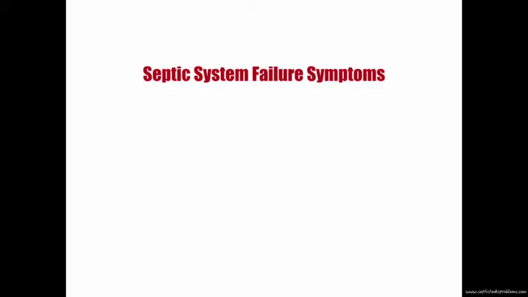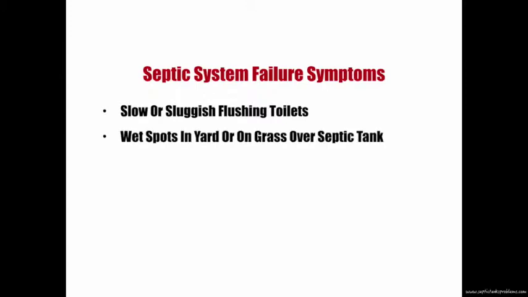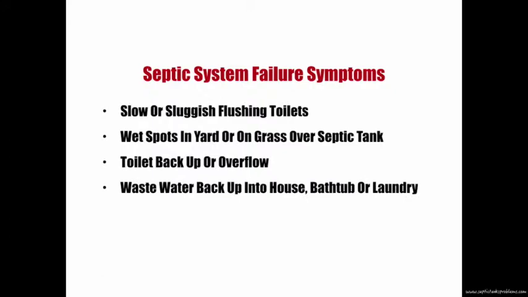So, what are some of the symptoms associated with septic system failure? Well, there could be slow or sluggish flushing toilets, wet spots in the yard or on the grass over the septic tank. Or many people have experienced toilet backup or overflow or wastewater backing up into the house or bathtub or laundry. At this point, you're normally presented with two options. Option one, you can keep getting your septic system pumped. Well, for me that's not a viable option. Why not? Because to keep getting your septic system pumped means you have to spend hundreds and hundreds of dollars.